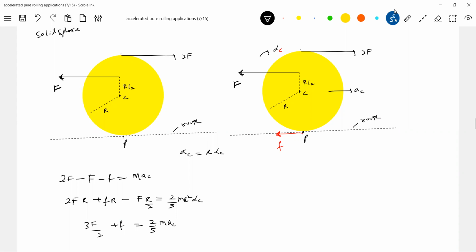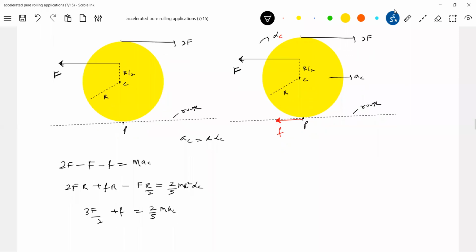Now solving these two equations. Write F, AC equal to anything. Either substitute this in this equation and solve it. So let me add up these two. Friction will get eliminated. 2F plus F by 2, this will be 5F by 2 is equal to 7 MAC by 5. So the acceleration is equal to 25F by 14 M. That value of AC substitute here, solve for f.